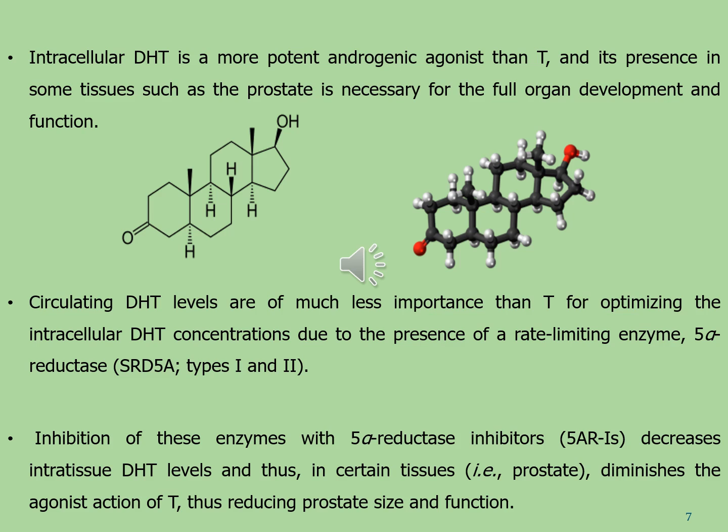You can see over here the basic skeleton of dihydrotestosterone, in which the total number of carbon atoms present is 17, with the carbonyl group at carbon 3 position and the hydroxyl group at carbon 17 position.